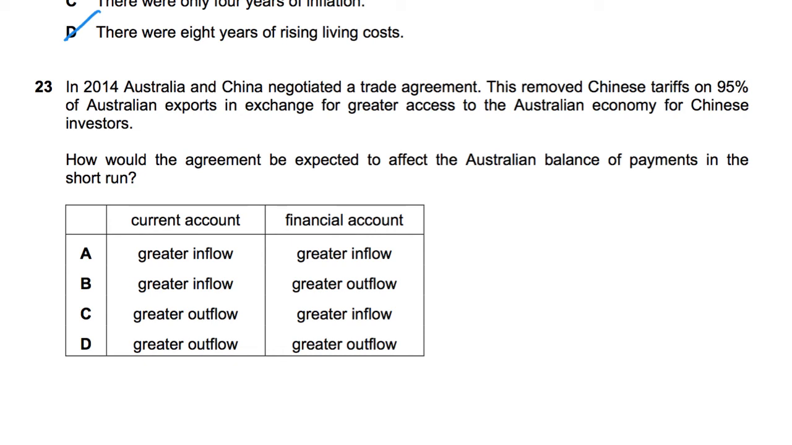Well, the current account of Australia will improve, so therefore a greater inflow on the current account, because now they are able to sell more exports. At the same time, the financial account will also see a greater inflow, and the reason is simply because a lot of money will flow into the country from China, where Chinese investors will be investing in Australia. So A is the right answer.